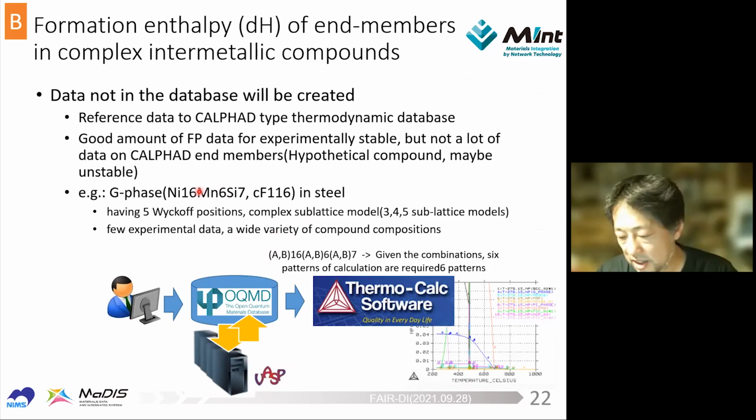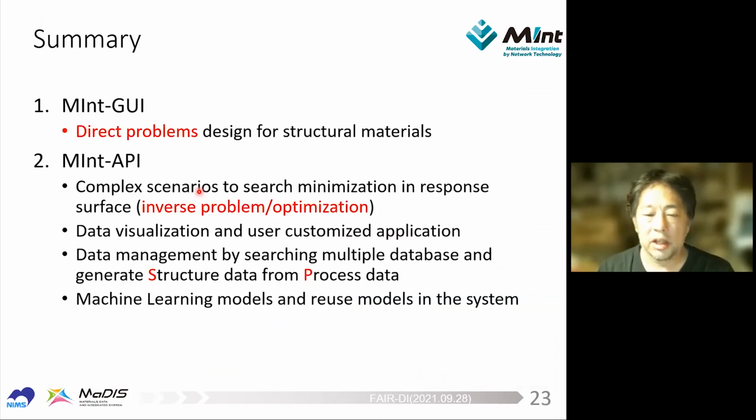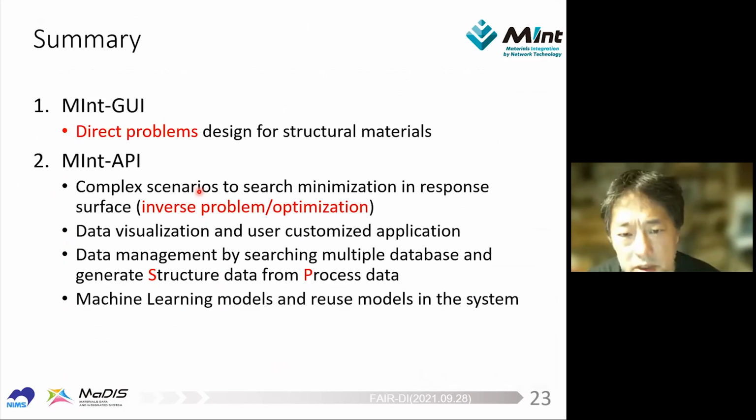Here's the example of how to handle the first principles data in order to calculate thermodynamically stable phases. Okay, and thank you very much. So we have developed the Mint GUI, which is performing direct problems for the structural materials, and the API will be used in order to understand the inverse problem or optimization by using the PSPP relation. Thank you very much.